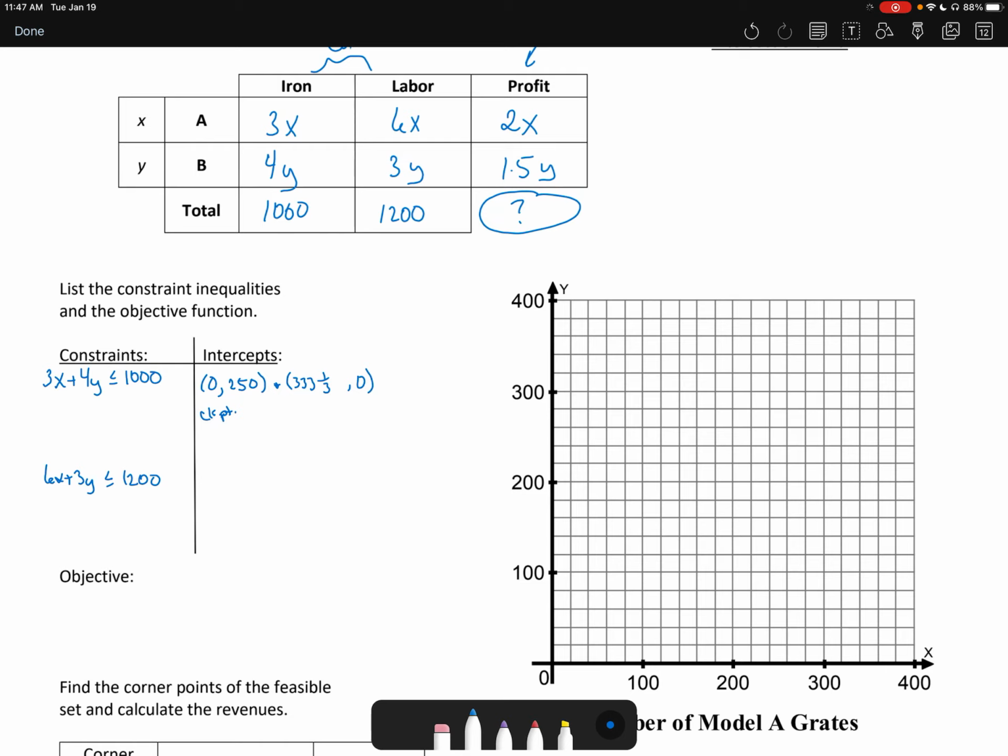So let's go ahead and skip down and look for the intercepts of the other constraint. If we let x be 0, y will be 400 in this case. And if we let y be 0, x will be 200 in this case. And then we're going to need to check a point here as well, but let's graph it first. And then as a reminder, what is our objective function? Our objective is profit. So P equals 2x plus 1.5y. That's what we're trying to maximize.